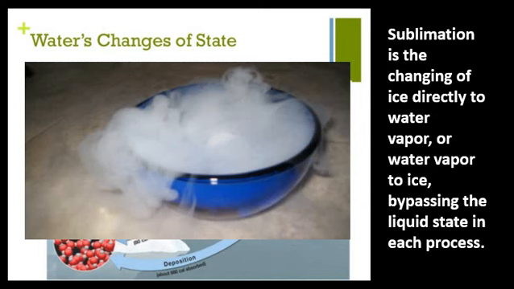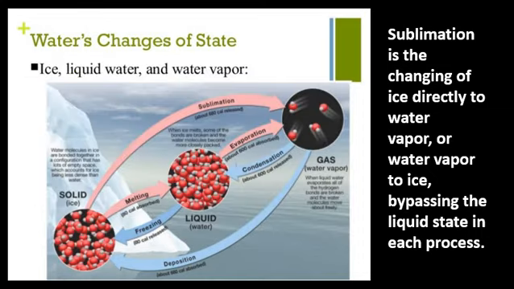This is sublimation, the changing of ice directly to water vapor. This is probably dry ice, and it's going right into a gas state. Sometimes snow does this. When it snows and you have a snowbank and it does not actually all melt and run down, some of it actually turns right into water vapor. That is called sublimation. So you can look at this slide on your own, on changes of state.